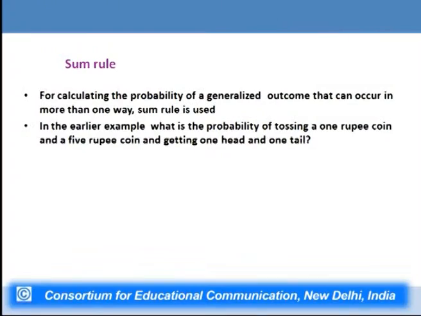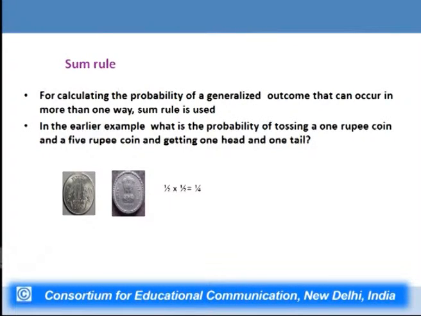Now, the other rule which governs the calculation of probability in genetic events is the sum rule. For calculating the probability of a generalized outcome that can occur in more than one way, the sum rule is used. In the earlier example of tossing 2 coins together, what is the probability of tossing a 1 rupee coin and a 5 rupee coin and getting 1 head and 1 tail?